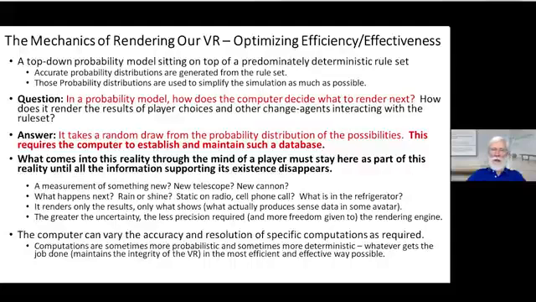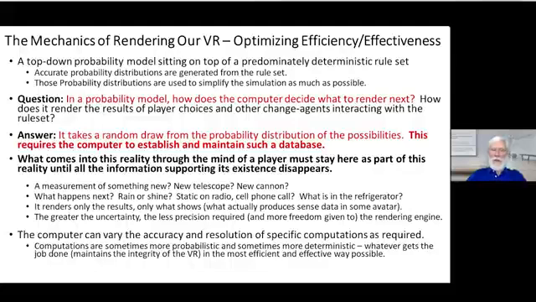then computing what happens next is just a matter of saying, where does the past lead to the present in the next delta t? Well, when you do a probability model from the top, you don't have that path of physical causality to tell you what's going to happen next. So how do you deal with that? Well, the answer is you take a random draw from the probability distribution of the possibilities. This requires the computer to establish and maintain such a database. So the computer has a database of the probability of all the possibilities. You see, that's how it knows what's going to happen next, because it doesn't have the causal chain coming up from the bottom. All right, that's a very important thing. So hold that in mind. We'll get back to that later.